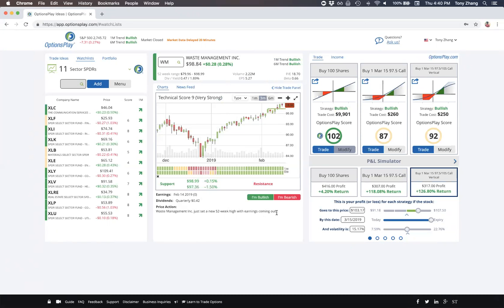And then lastly, once you have that directional view on an underlying stock, how do you actually leverage that into an actual trade? And that's really where the trading tab comes into play. You can select either bullish ideas to see bullish strategies, or bearish to select bearish strategies, and quickly leverage your directional view into an actual trade using OptionsPlay.